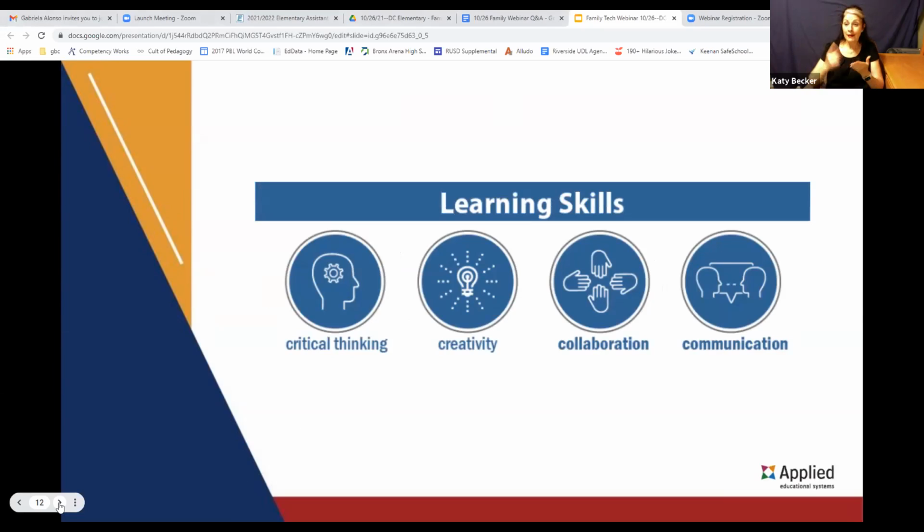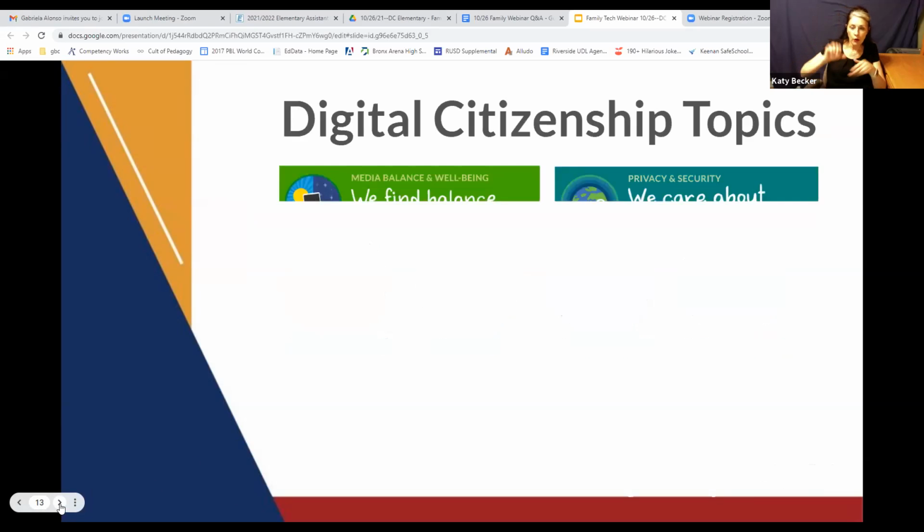Sometimes we also hear about the 4 C's, which they're referenced to, and these are learning skills. And again, you'll hear this repeated over and over throughout the presentation, because it's really important for our students to understand that they need to be able to think critically, they need to be creative, they need to collaborate with others around them, and they need to effectively communicate with one another. These are our universal skills.